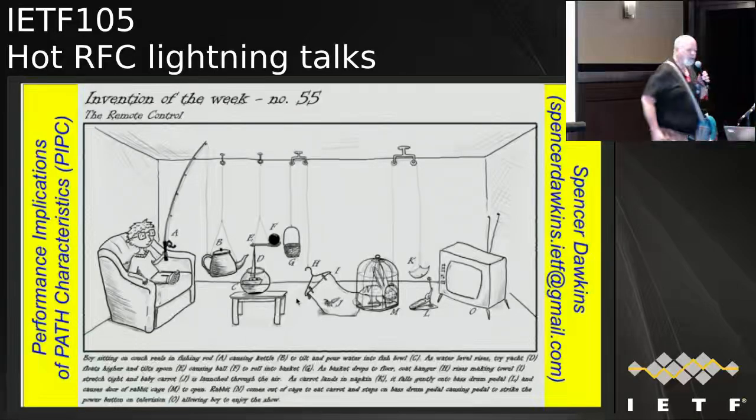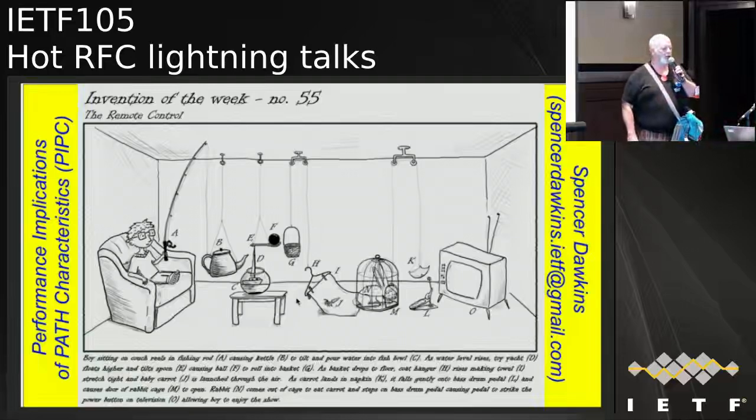So, Spencer Dawkins, and talking a little bit about performance implication of path characteristics. This is a Rube Goldberg machine, which actually turns out to be a pretty good implementation of what I think a lot of network paths look like these days.